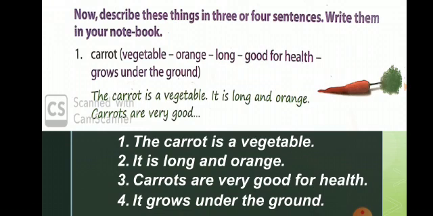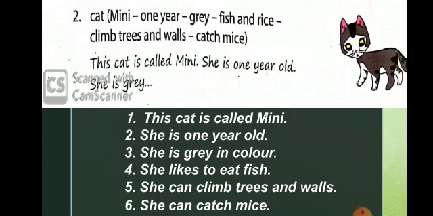The carrot is a vegetable. It is long and orange. The carrots are very good for health. It grows under the ground. Second is about cat. You have to describe this cat with the help of given helping words.